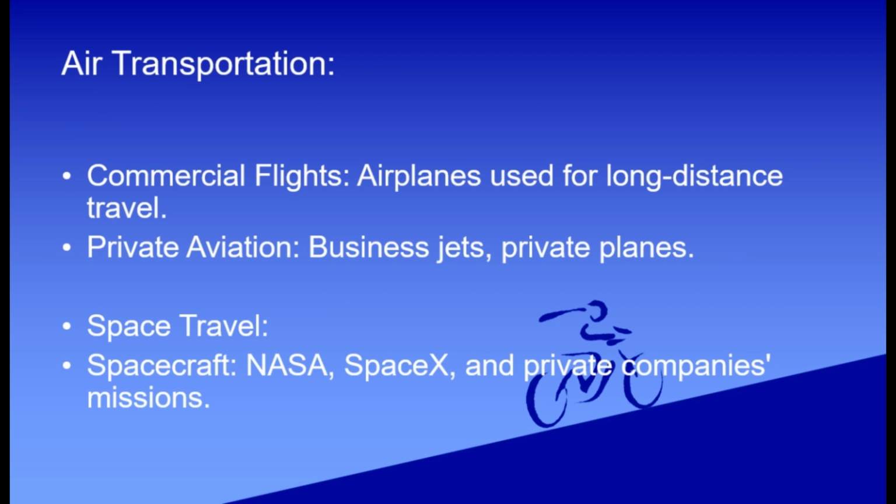Then we have air transportation. It involves the movement of passengers or freight using aircraft such as airplanes and helicopters. We have commercial flights, which are used for long distance, as has been said in the PowerPoint. Then we also have private aviation, talking about business jets, private planes, and private jets. For some people, they categorize air transportation and space transportation as one, but some others decide to separate them, so that air transportation is different from space transportation.